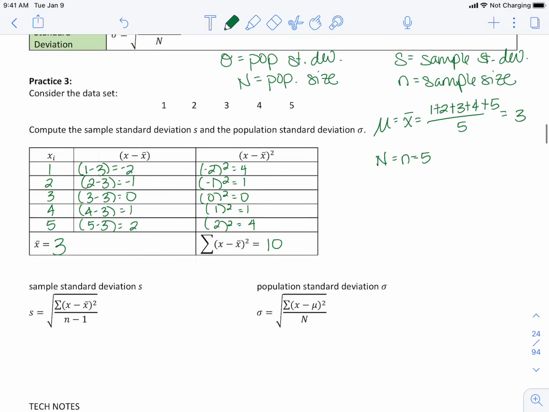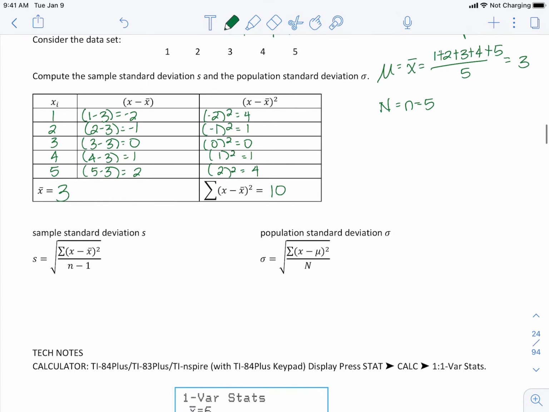So now, to find the sample standard deviation and the population standard deviation, it's very similar, but notice the difference is in the denominator. For sample standard deviation, we're doing our n minus 1. For population standard deviation, we leave it as our capital N. Okay, so for the sample, S is equal to the square root of 10 divided by 5 minus 1, which is the square root of 10 over 4, which is 1.58.